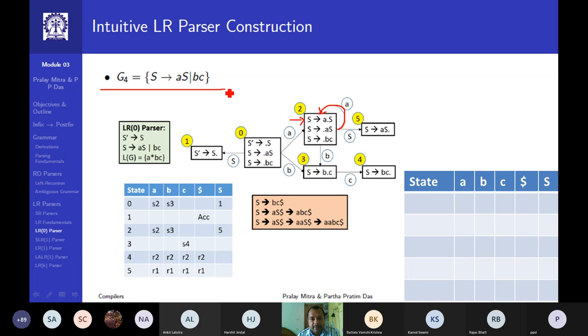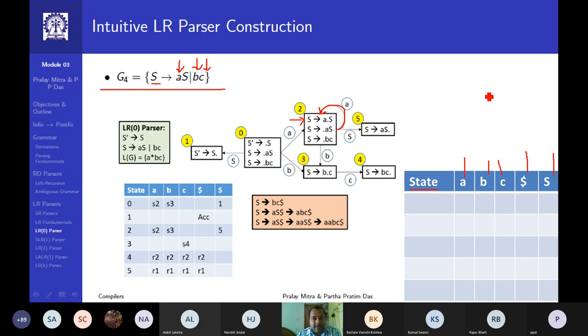Okay, if it is, then I can construct the parser table again. Now, as I mentioned, that first column is my state ID. Next, terminal symbols. How many terminals are there? From the grammar, I will see A, B, and C. So A, B, C. Next, dollar, end of the string. Next, only non-terminal, that is S.